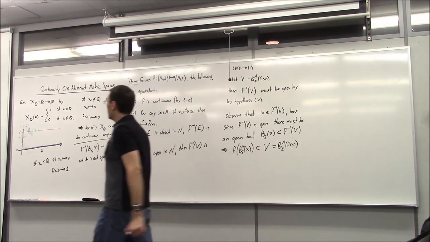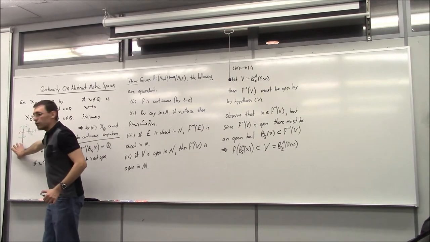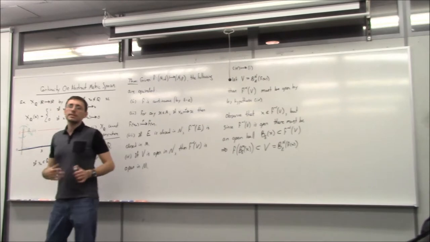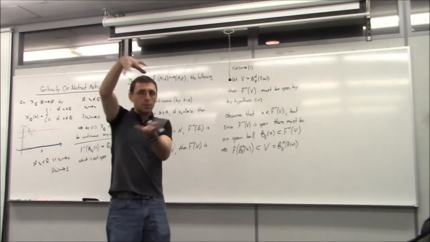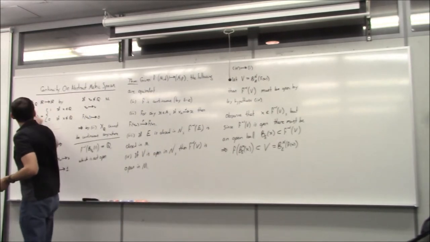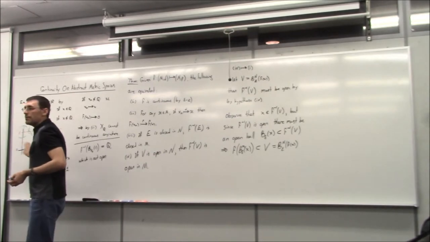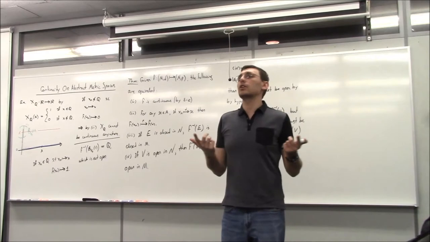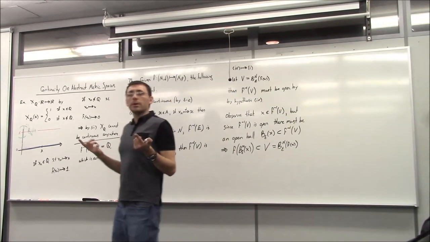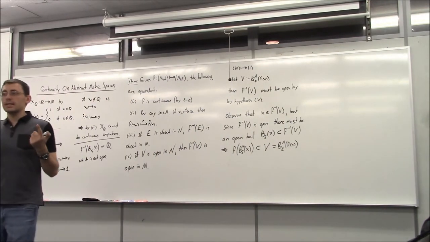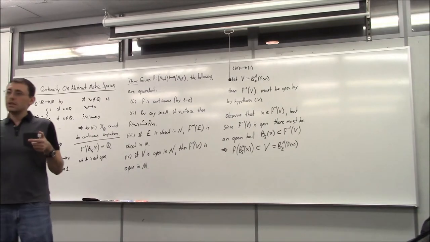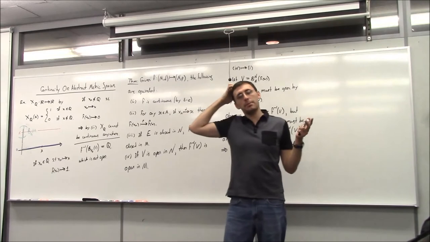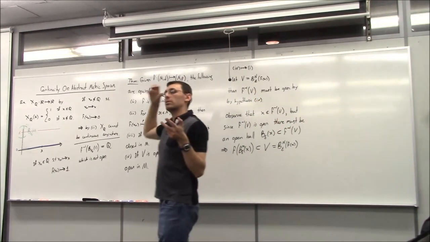You see that? If I select an open ball in the codomain centered at 0, what is the preimage? What are the points that are mapped to 0? An open ball around 0 is an open neighborhood of R, but the preimage contains only the irrational numbers. And that cannot possibly be open, because you remember the open sets in R are always intervals. And that means you have to contain rational numbers. It's impossible to come up with an open ball that does not contain rational numbers.